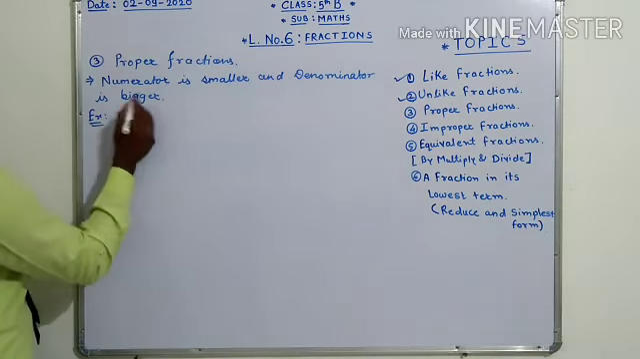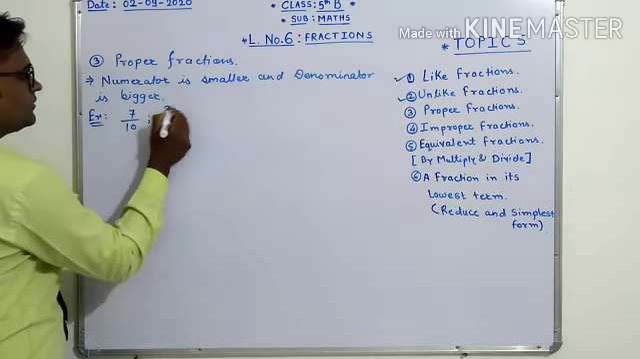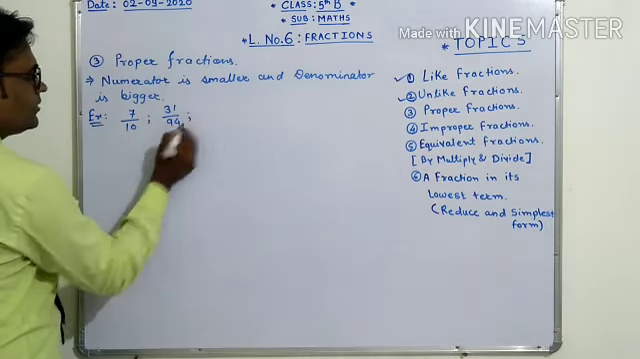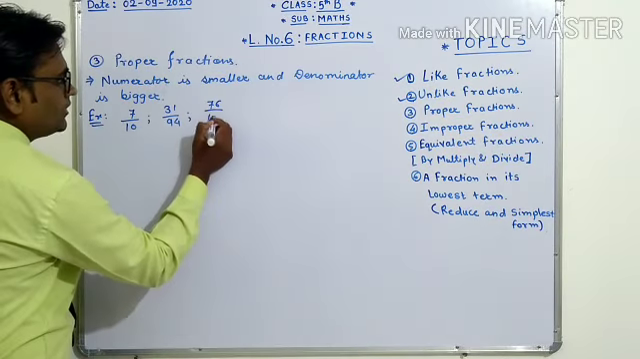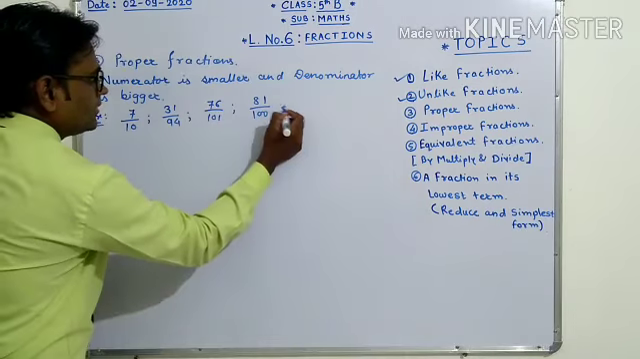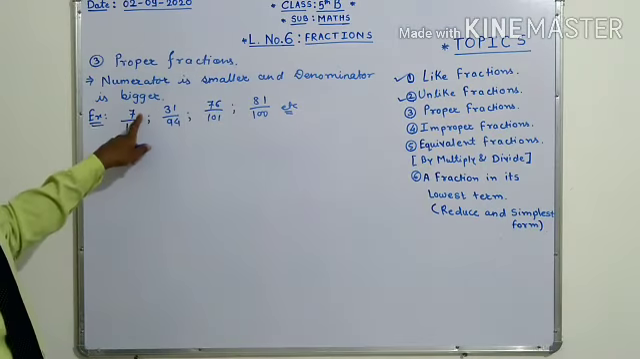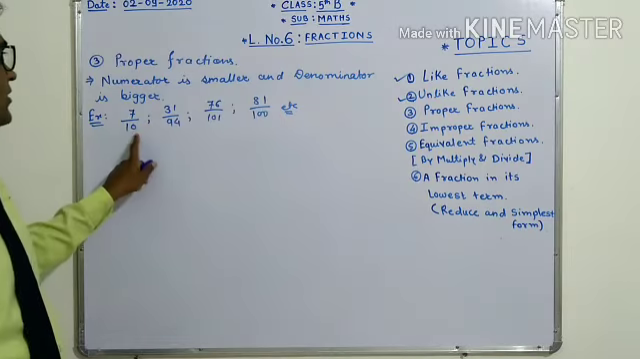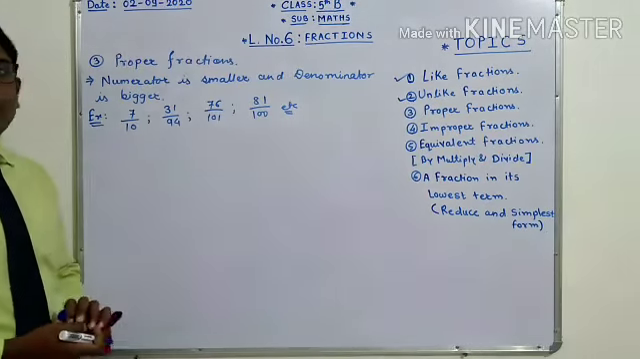Let us see examples. That is, numerators are smaller: 7/10, 31/94. See, the denominator is bigger here. 76/101 and 81/100, etc. In these, the numerator is smaller and the denominator is bigger. In this way we can express the proper fractions.